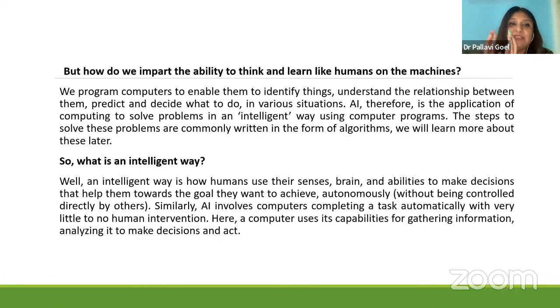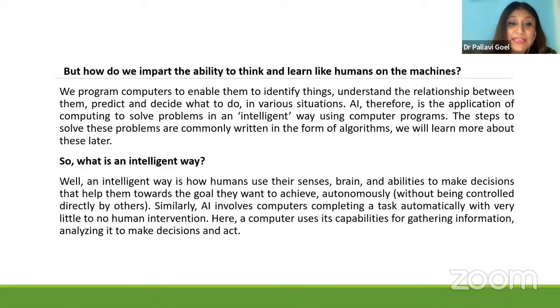So, what is an intelligent way? Well, an intelligent way is how humans use their senses, brains, and abilities to make decisions that help them towards the goal. Senses: if I feel something biting on my skin, I get a sense, and the network of neurons in my brain becomes active because I got something. If I'm sucking a lemon or orange, I know that this is citrus, so my actions and reactions change. My tongue sense becomes active. So lots of things we know. I'm just giving very basic examples to all of you.